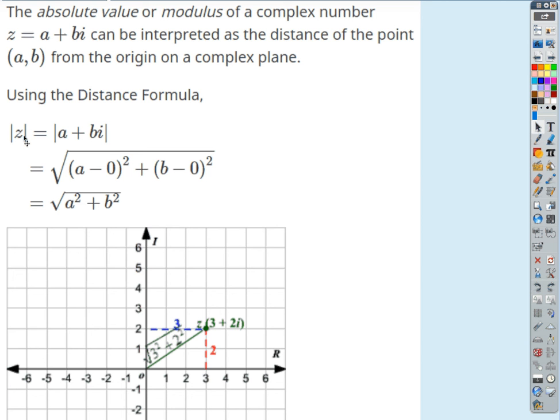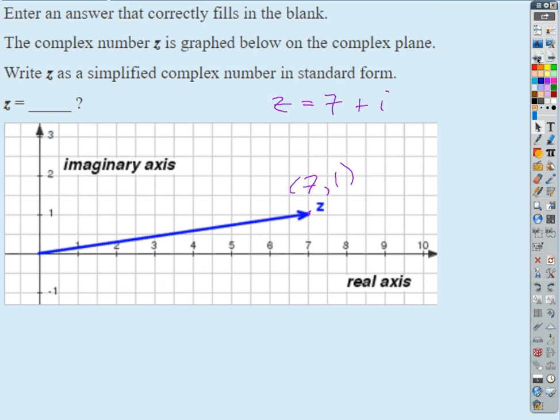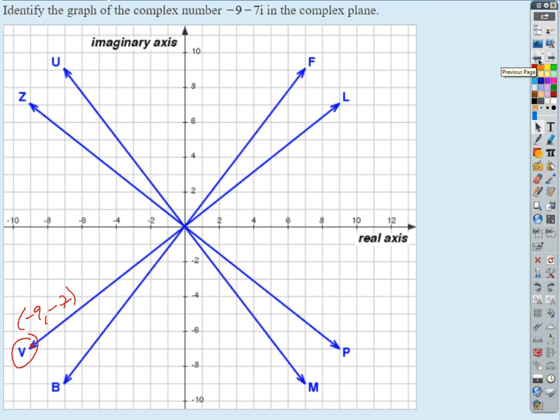So let's think about this then. Let's go back to this picture here for a second. If I'm in the complex plane and I'm at this point right here, and the coordinates of that point I'm not going to specify are just a, b. How can I calculate the distance of that point from the origin? Yeah, Pythagorean theorem. Everybody see that?